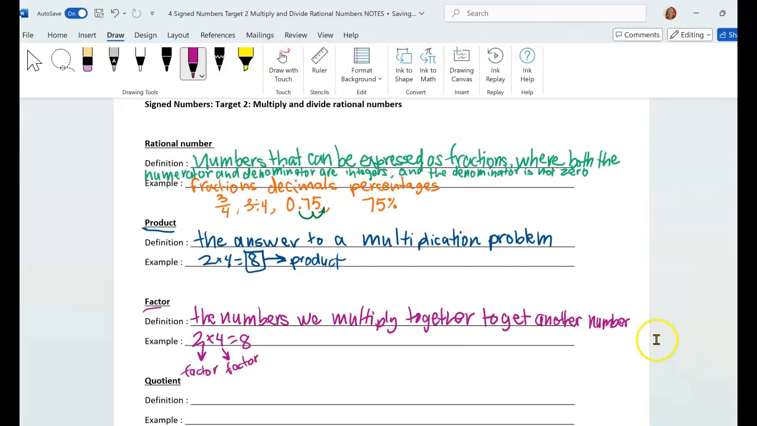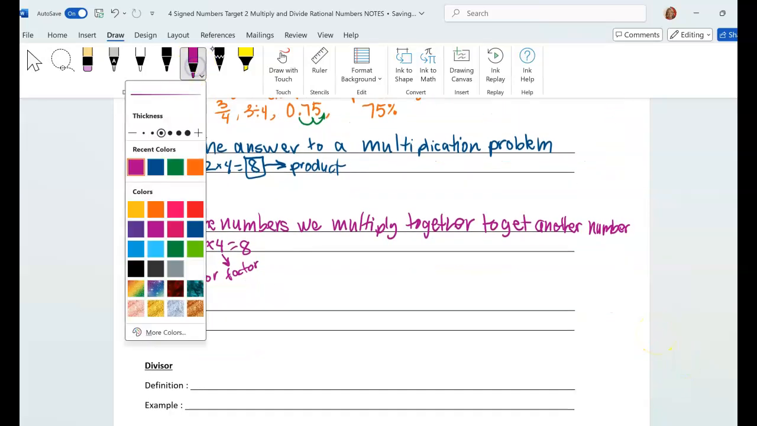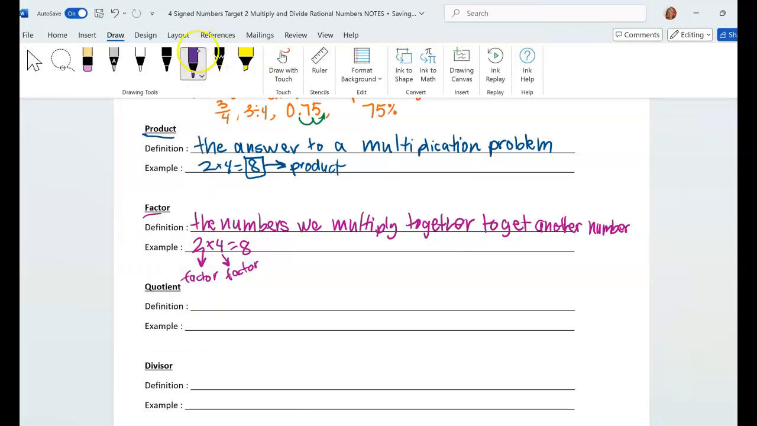All right, quotient. The answer to a division problem. For example, 10 divided by 5, 2 is the quotient.